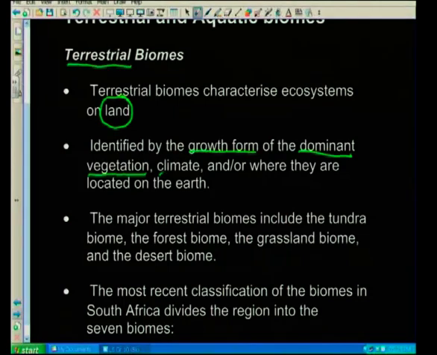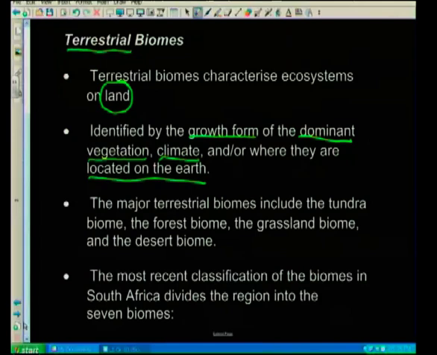Then the climate, as we said, is determined by the rainfall and by the temperature, and where it's located on the earth. Where is that biome found on earth?